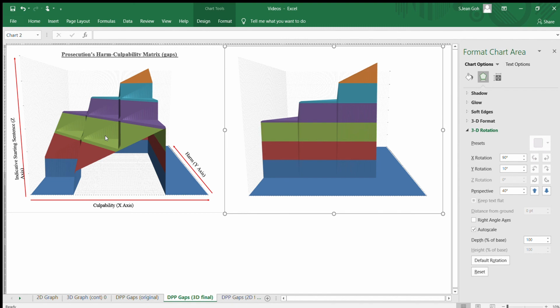These flat areas act as ceilings on the indicative starting sentence when there should really be no such ceiling given the continuously increasing harm and culpability. As such, it can be seen that the prosecution's harm culpability matrix does not always adhere to the proportionality and continuity principles. This generates impermissible gaps and discontinuities in the indicative sentencing ranges.